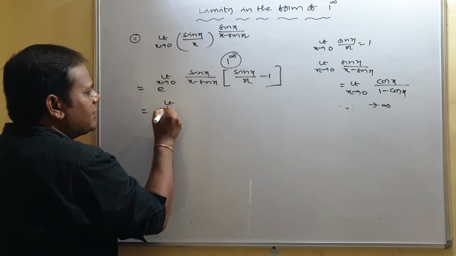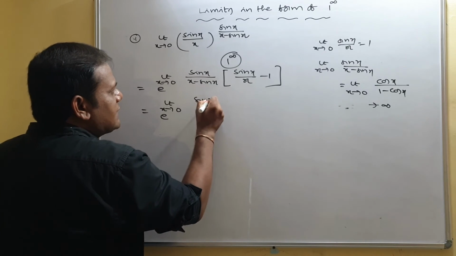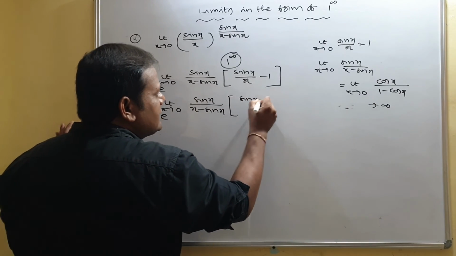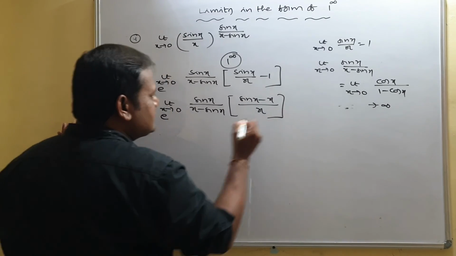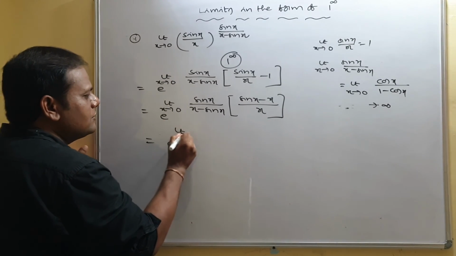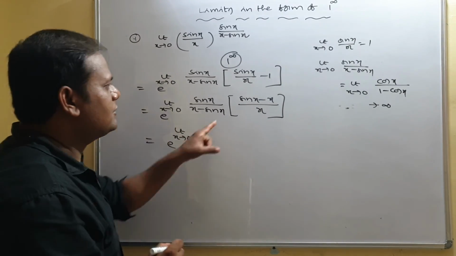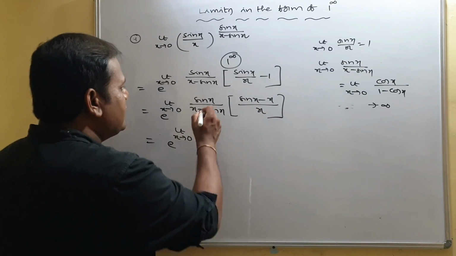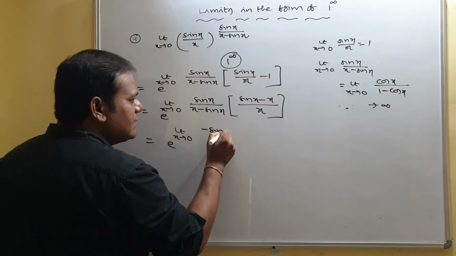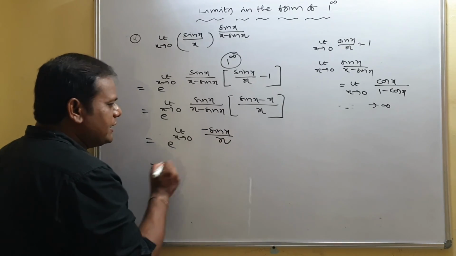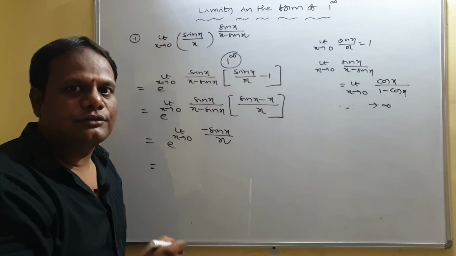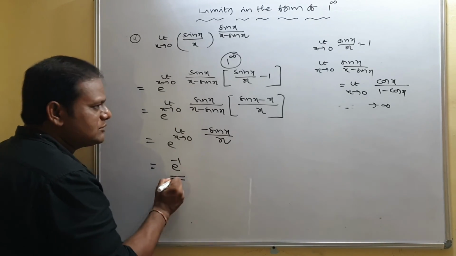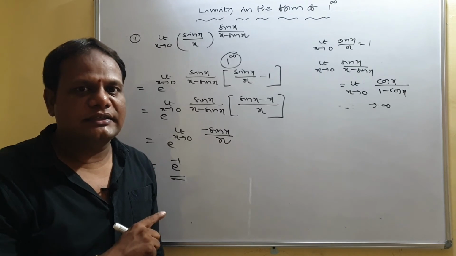Now what is this? E power limit x tends to 0, sin x by (x minus sin x) into (sin x minus x) by x. So e power limit x tends to 0. Here you see that take minus common. These two will be cancelled and we are left with minus sin x by x. Anyhow you know limit x tends to 0, sin x by x is 1. Here we have the minus sign. So the answer to this problem is e power minus 1.